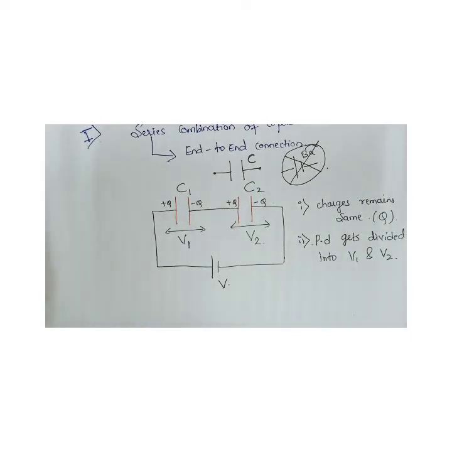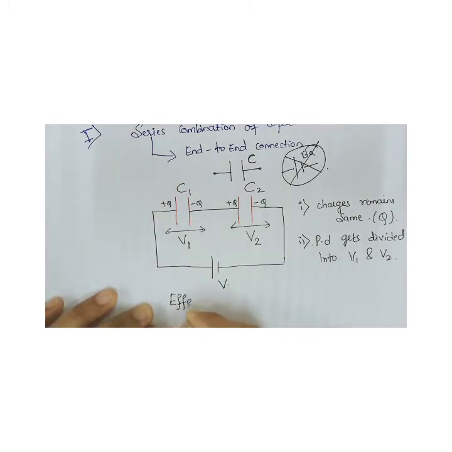Now we will derive the expression for series combination. The expression for what? Expression for effective capacitance. Now what we are deriving is the effective capacitance. What do you mean by effective capacitance?